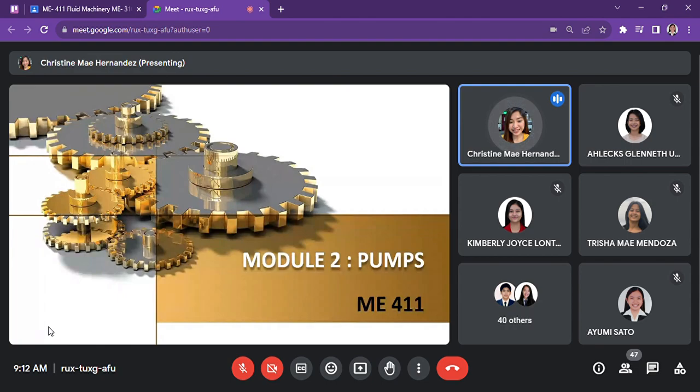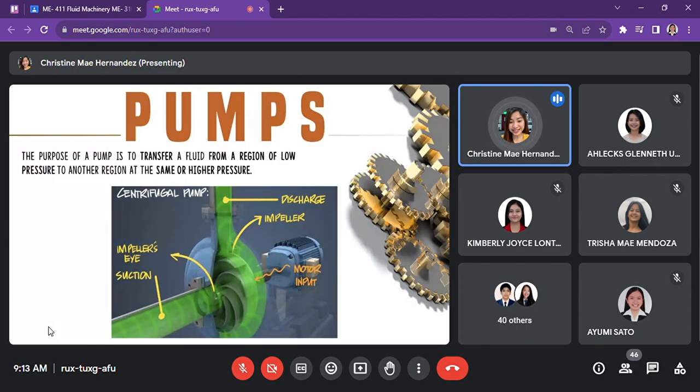Okay, so for today, we will discuss pumps. The purpose of a pump is to transfer a fluid from a region of low pressure to another region at the same or higher pressure, sorry. So it is a machine which is used to add energy to a liquid in order to transfer the liquid from one point to another point of a higher energy level.